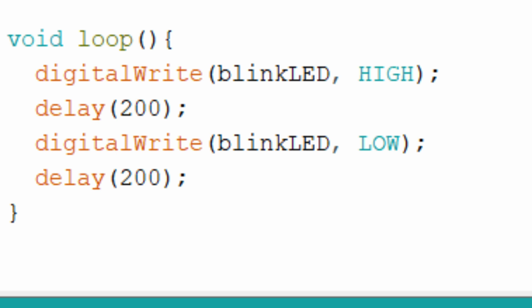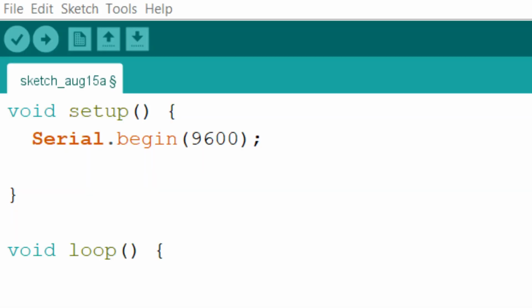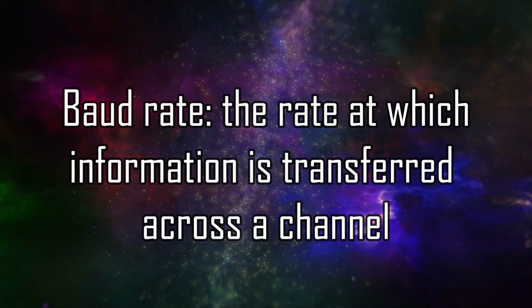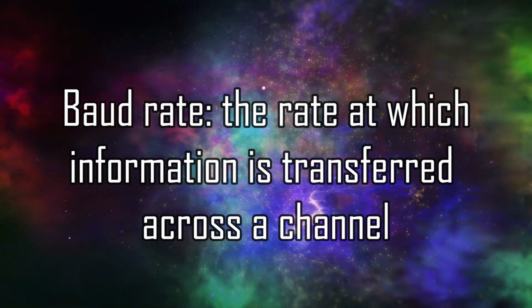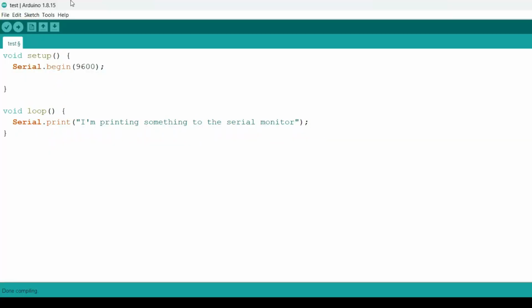This can be useful for things like printing to the serial monitor so that the text prints slow enough to be readable. Serial.begin initializes the serial monitor and sets the baud rate per second. 9600 is the default and most commonly used baud rate, but it can be set to other rates as well.